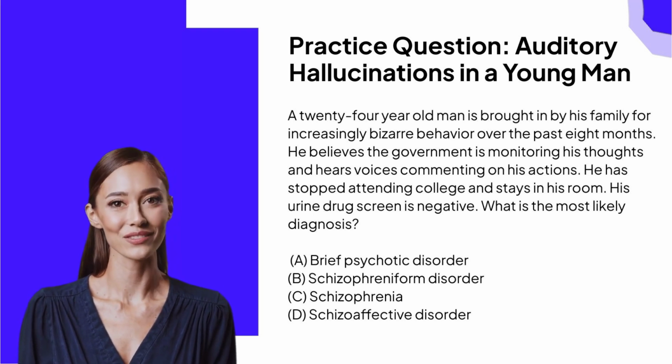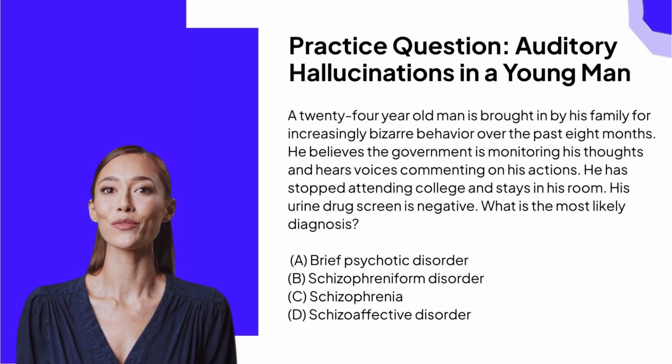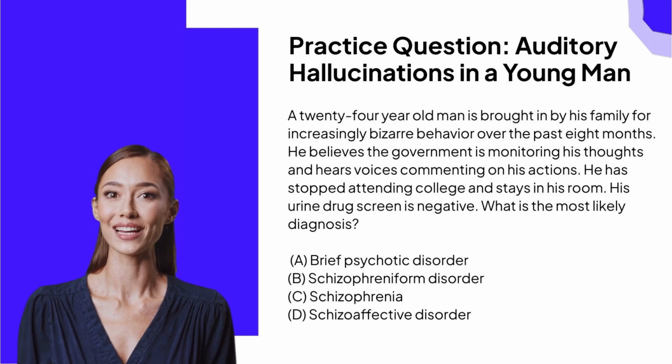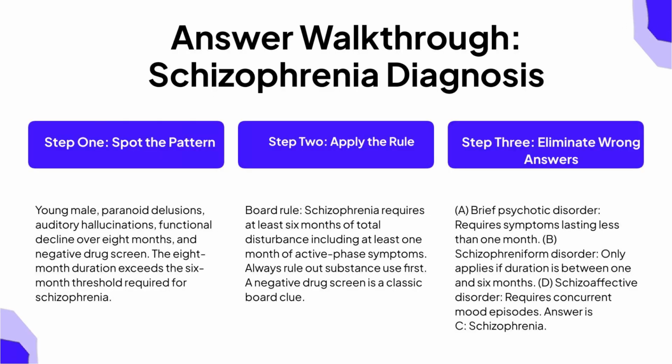The options are A. Brief psychotic disorder, B. Schizophreniform disorder, C. Schizophrenia, D. Schizoaffective disorder. Let us walk through this answer step by step. Step 1. Spot the pattern. We have a young male with paranoid delusions, auditory hallucinations, functional decline over 8 months, and a negative drug screen.